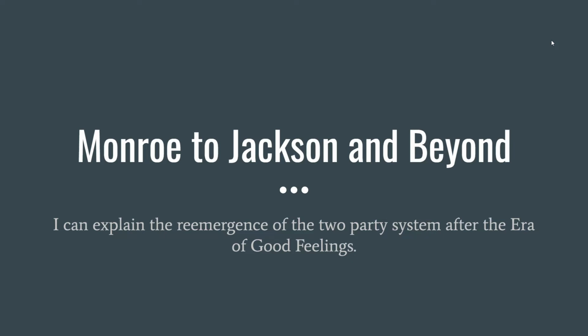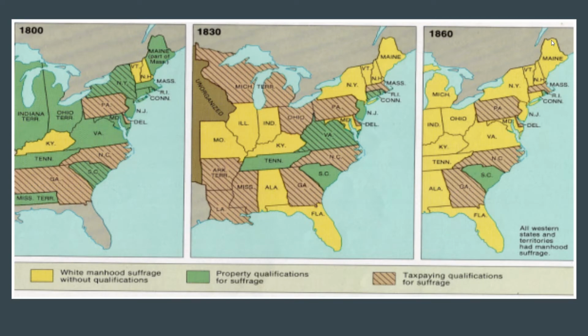So let's get started. All right, the last time we were together, we ended off with the War of 1812. And one of the big outcomes of the War of 1812 was the fact that the Federalist Party loses popularity because they opposed the war. Well, another factor in the disappearance of the Federalist Party isn't about them losing favor, but the Democratic Republicans gaining favor. And that's why I have this map here.